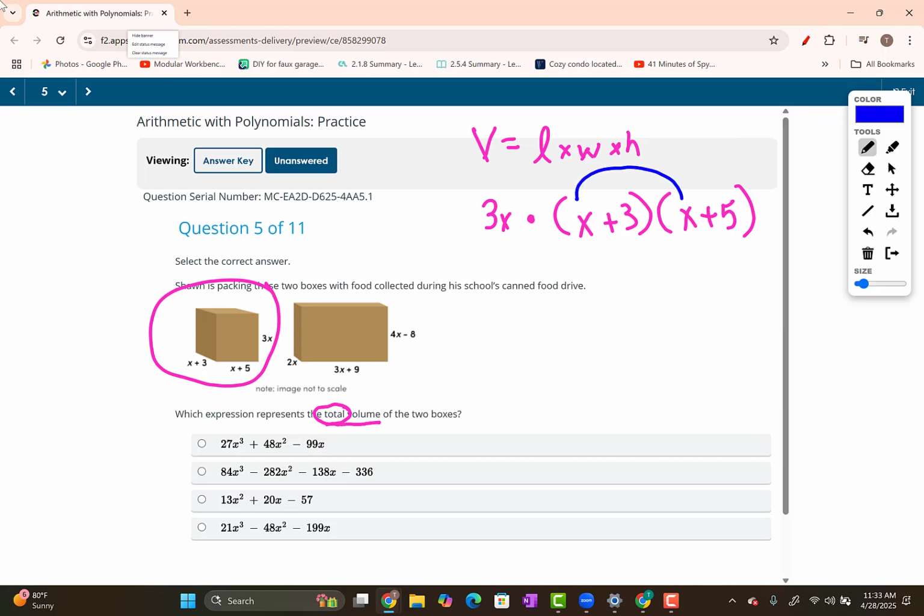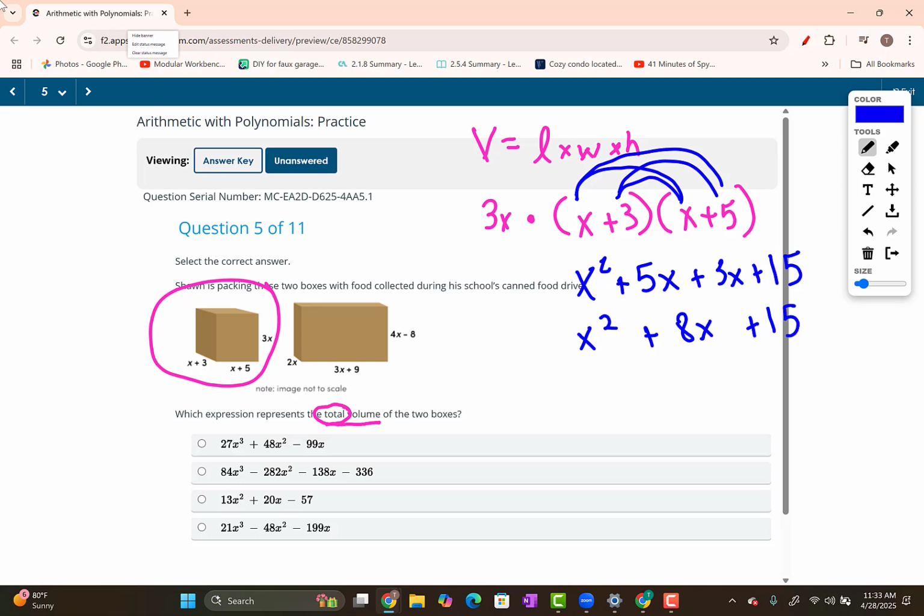Purely a preference thing. X times x is x squared. X times positive 5 is positive 5x. Distribute the 3, that's 3x plus 15. We've got like terms in the middle. 5x plus 3x is 8x. And then we're going to take all of that and we're going to multiply it by 3x.